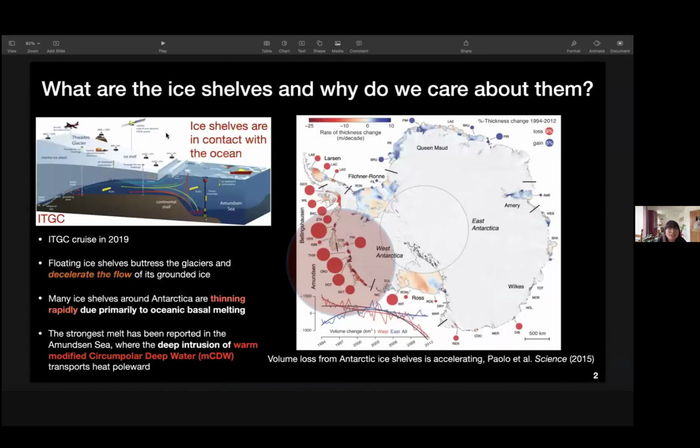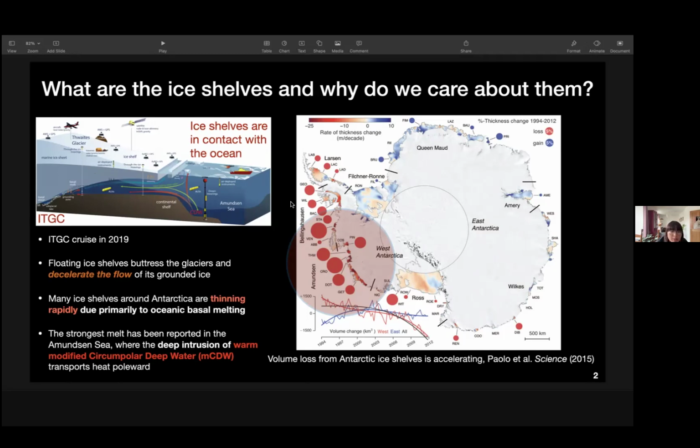Right. So what are the ice shelves, and why do we care about them? This one is a schematic of the ice shelf. So we have the ice shelf here, and we have the ocean here. You can see that the ice shelf in this part is actually floating above the water.